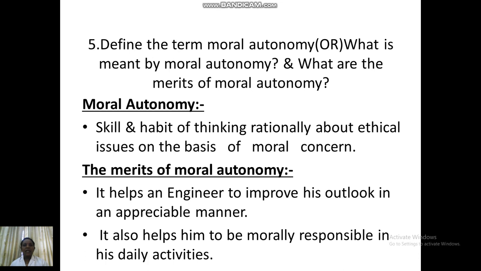The fifth question is: define the term moral autonomy and what are the merits of moral autonomy. Moral autonomy is the skill and habit of thinking rationally about ethical issues on the basis of moral concern. The merits of moral autonomy are: it helps an engineer to improve his outlook in an appreciable manner, and it also helps him to be morally responsible in his daily activities.